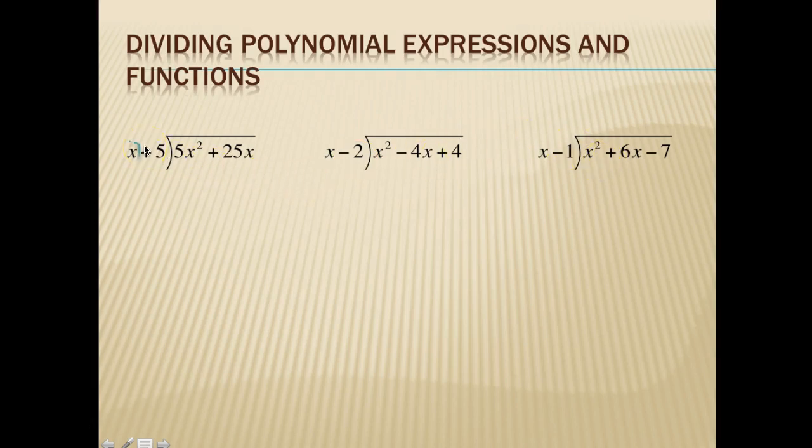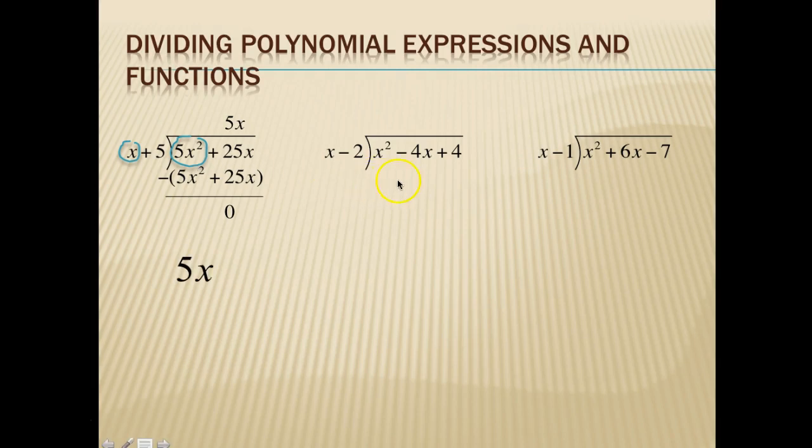So first, let's focus on the first term of the divisor. How many times will x go into 5x squared? 5x. And I need to make sure that my 5x goes above its like term. Then I multiply. Now when I multiply 5x times x, I have 5x squared, and then 5x times a 5. This is when the other term in the divisor comes in. And then subtract. And there's my answer, 5x.